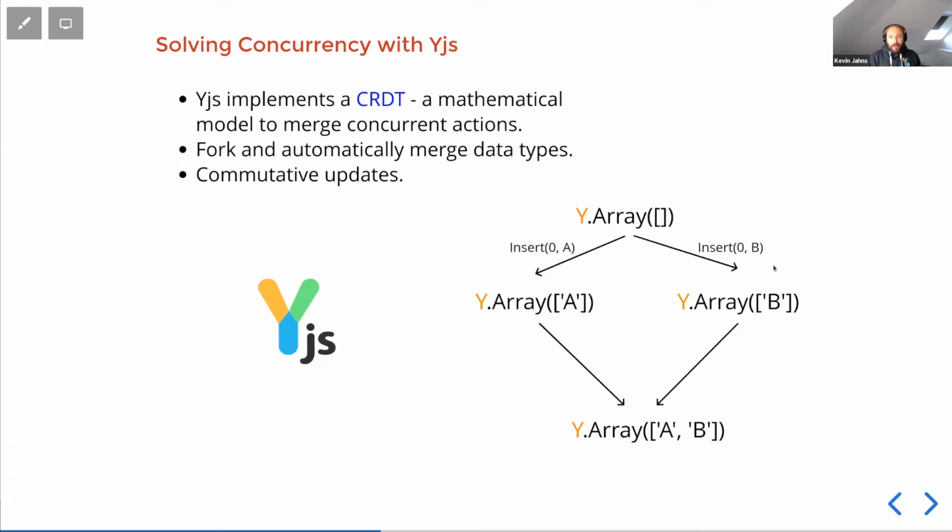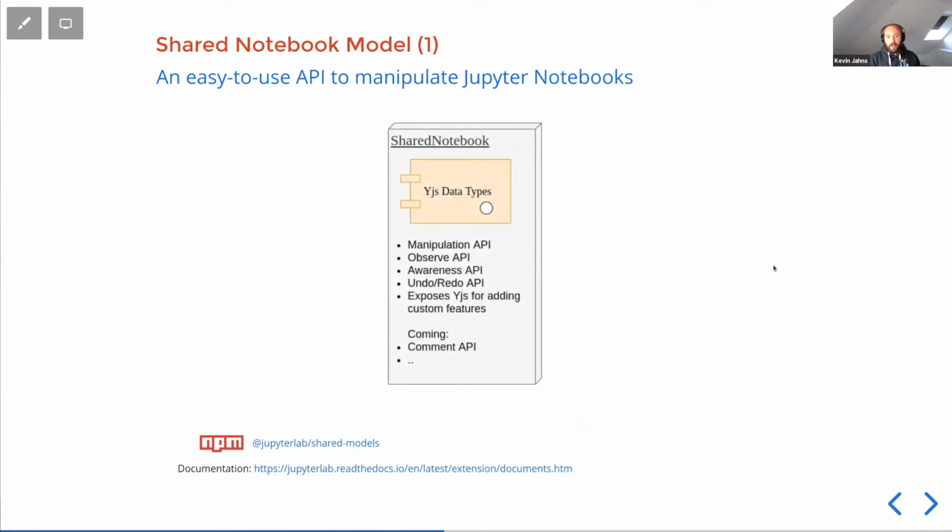So in theory, everything that we would need to do is to represent a Jupyter Notebook, the internal model that we use, on top of Yjs data structures, and then in theory, we should have collaborative editing functionality. And this is exactly what we did. We actually went a bit further and created a really nice API around shared notebooks, which we call a shared notebook.